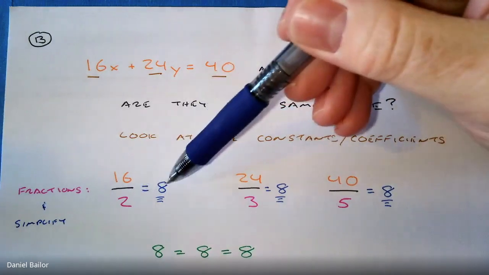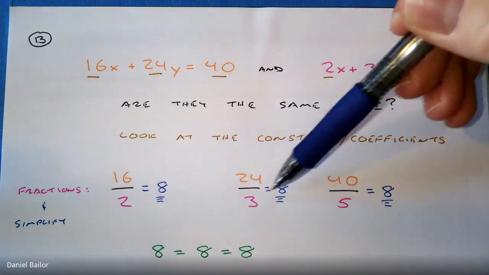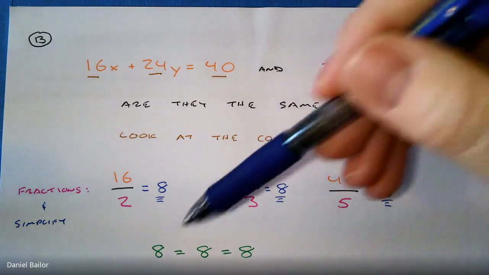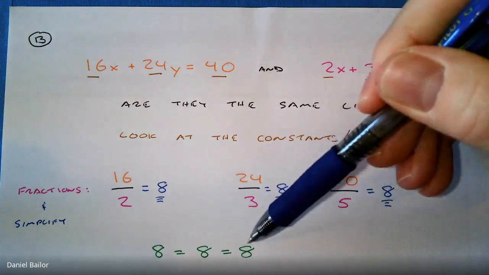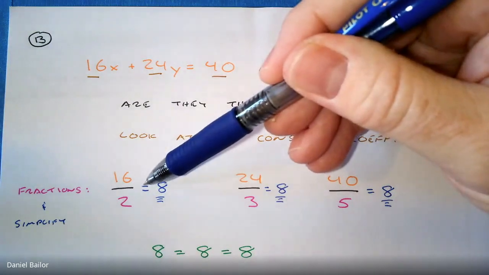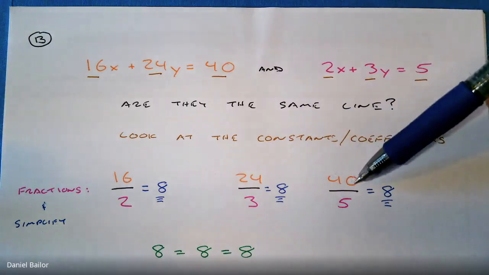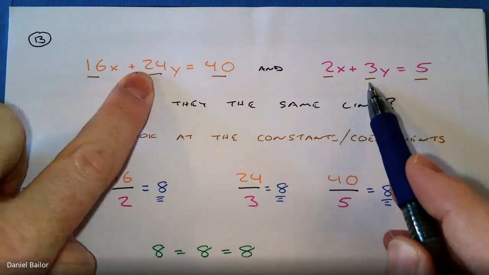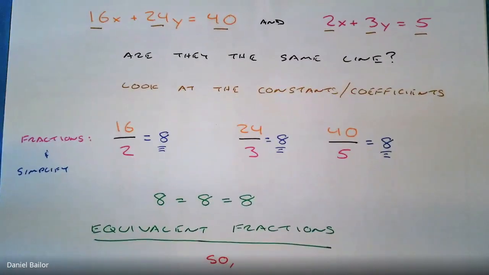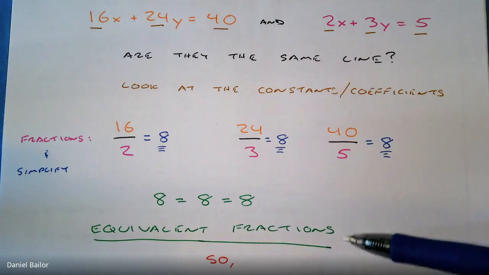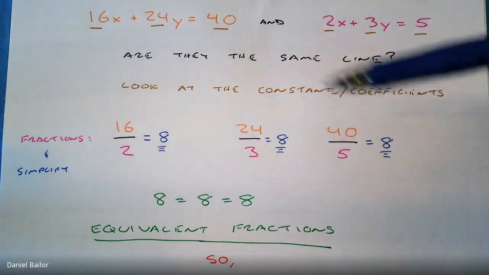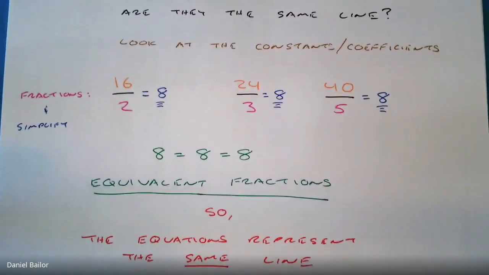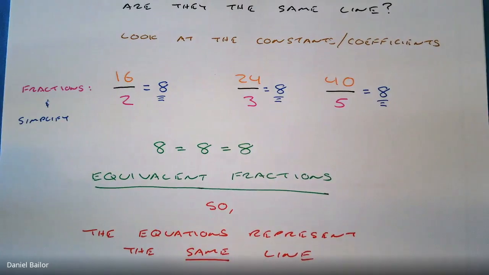16 divided by 2 makes 8. 24 divided by 3 makes 8. 40 divided by 5 makes 8. 8 equals 8 equals 8. This ratio is 8. So 16 over 2, 24 over 3, and 40 over 5 are all equivalent fractions. All three are equivalent. All three are equal, which means the equations represent the same line.